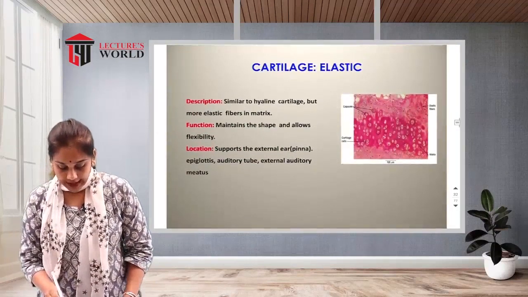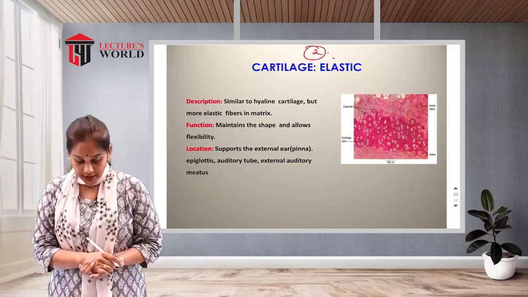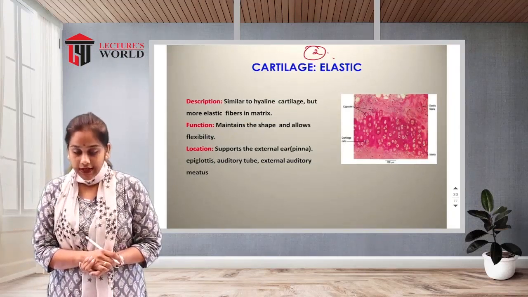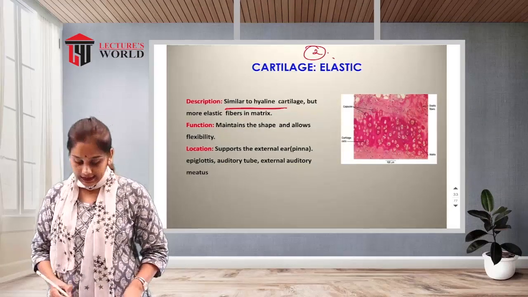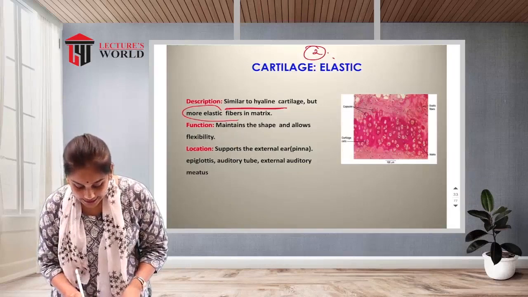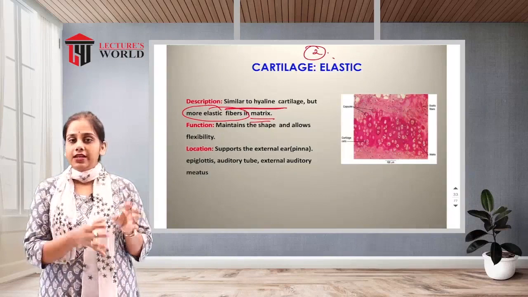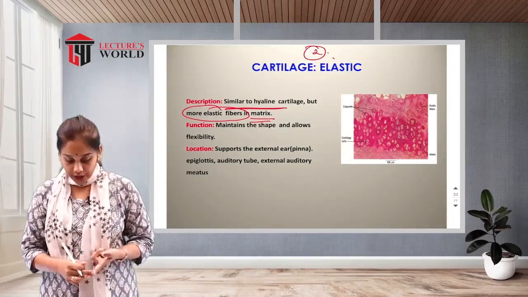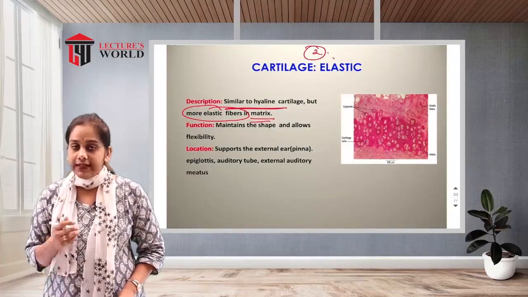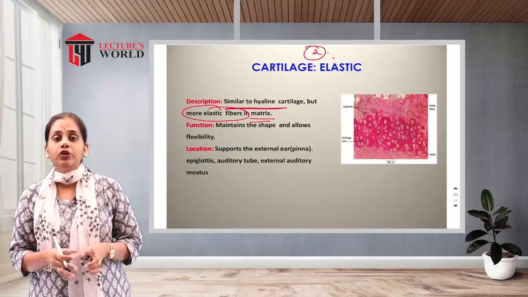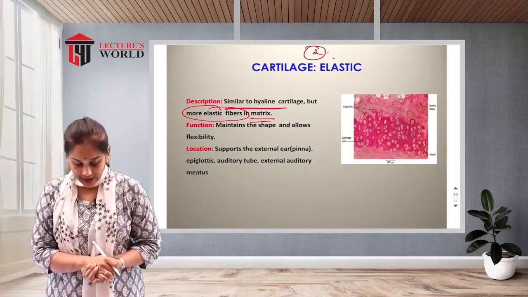Now the second type of cartilage is the elastic cartilage. Elastic cartilage is similar to hyaline cartilage, but with more elastic fibers in the matrix. There is a smaller amount of elastic fibers in hyaline cartilage, while in elastic cartilage there is a greater amount of elastic fiber. That's why it is known as elastic cartilage.